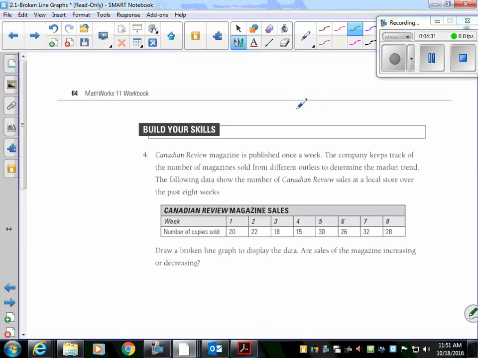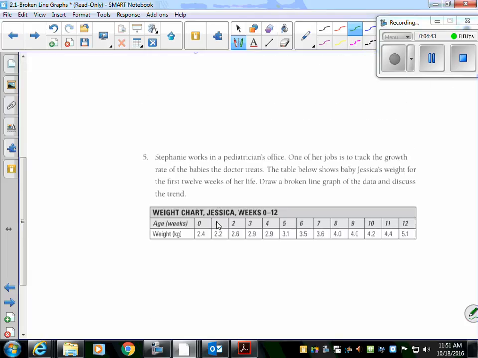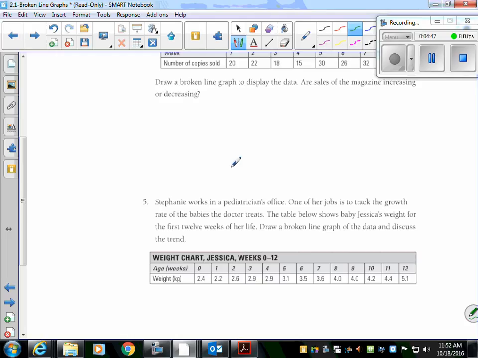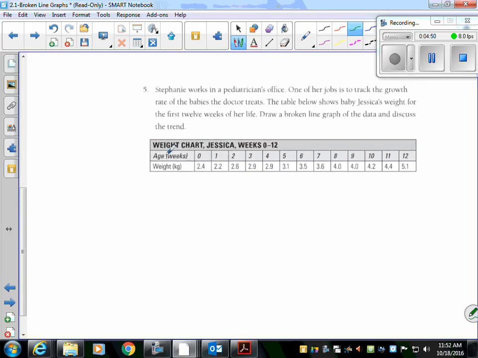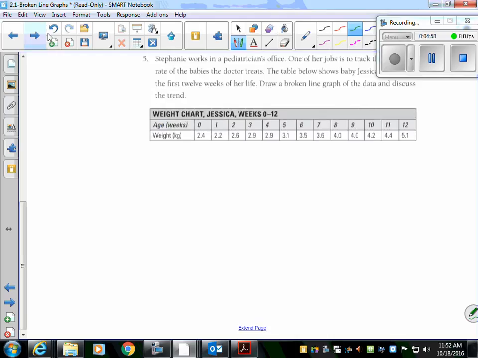So try doing your own scales. Remember when we look at here, here's week, that's a time. That should go on your x-axis. Number of copies sold should go on your y-axis, okay? You're going to need some scale, some graph paper. I'll make sure I print you off some graph paper. Same thing here. We have age and weight. Age in weeks, that's a time thing. That should go on your x-axis, okay?